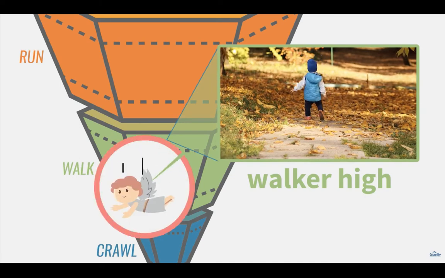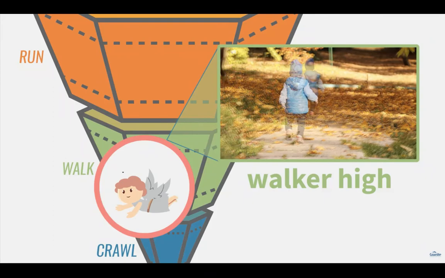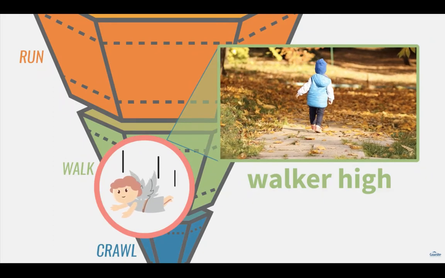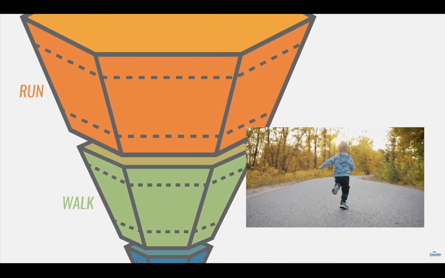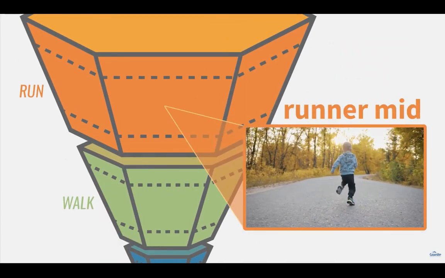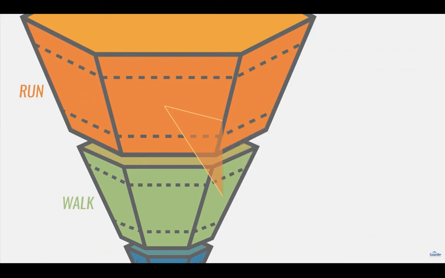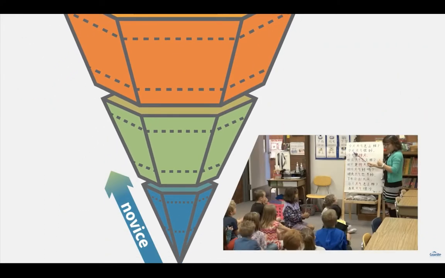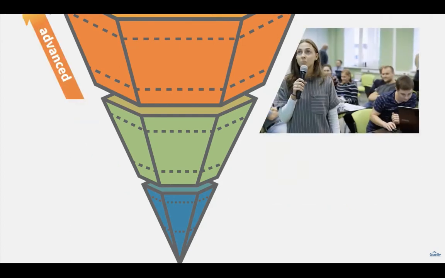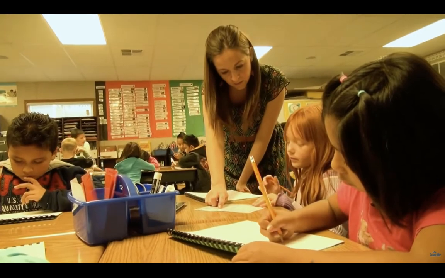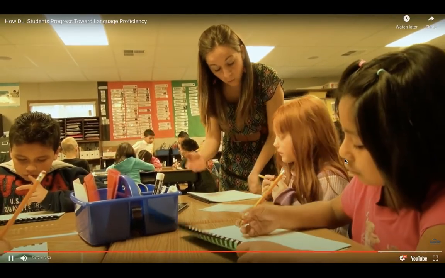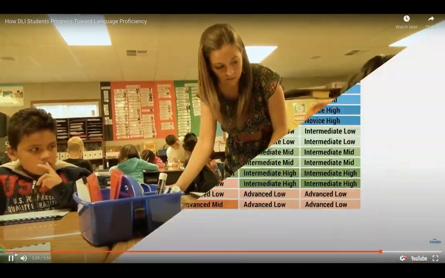Remember the fallen angel analogy? The child tries the next level, but is not quite ready to do it consistently and reverts back to what he or she can do. When the child can at last run consistently, we would say they are runner mid. In this same sense, children learn a new language and progress through stages with what they can do with the language. Using what we know about language proficiency, parents can get a clear idea of where students are expected to be at the end of each grade level.